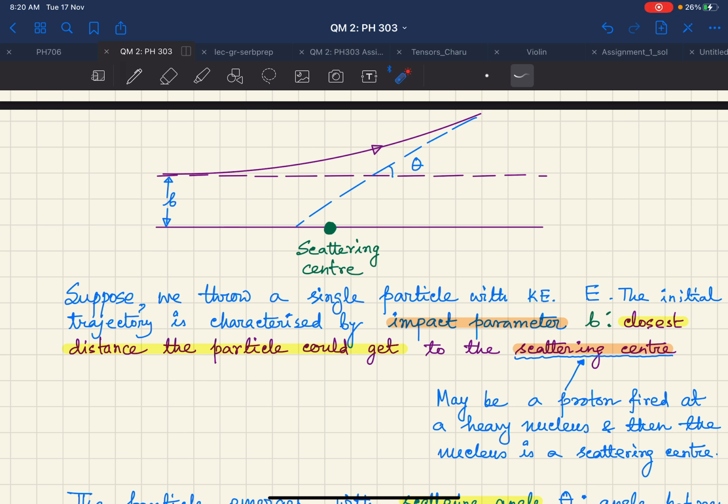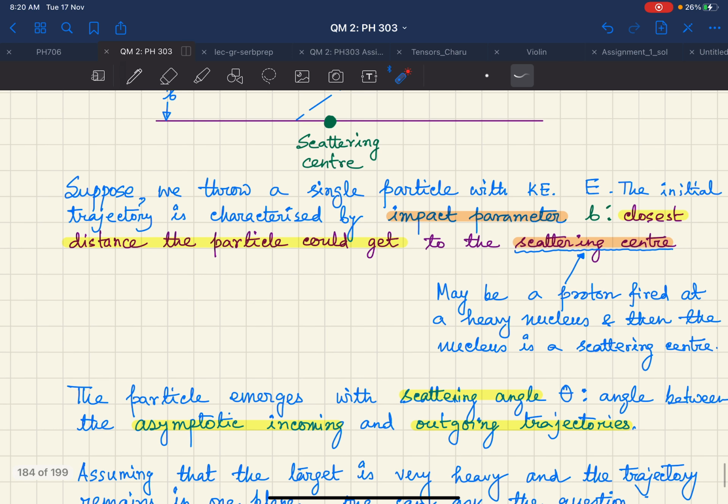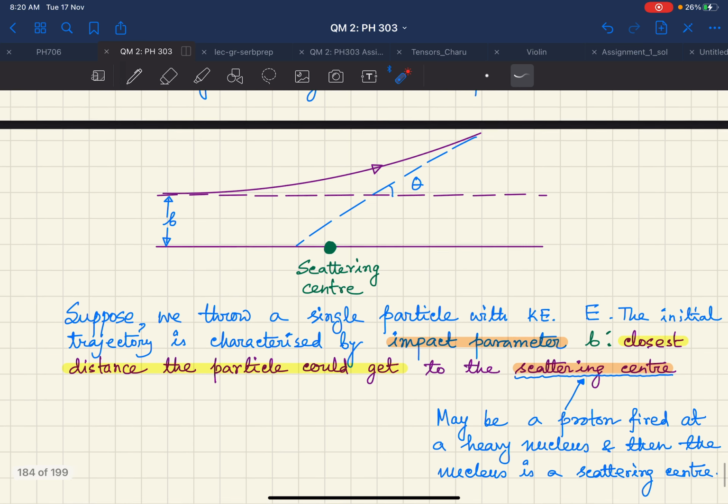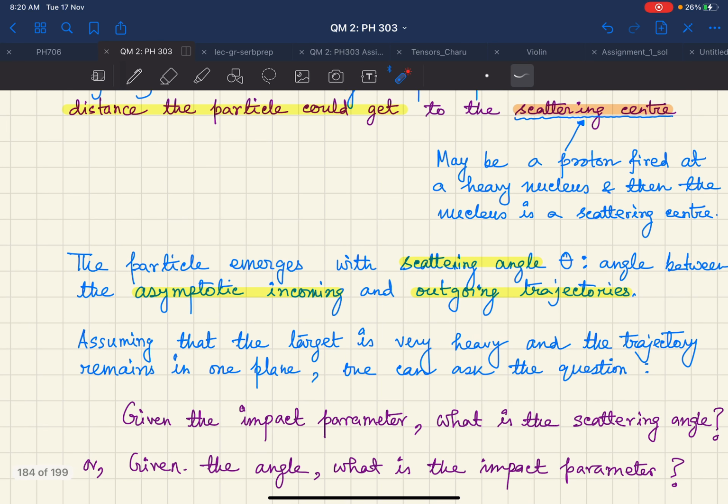So this is your outgoing trajectory, this is your ingoing trajectory, and the angle that this makes between the asymptotic incoming and outgoing trajectories is known as the scattering angle. Now you assume that the target is very heavy and the trajectory remains in one place.